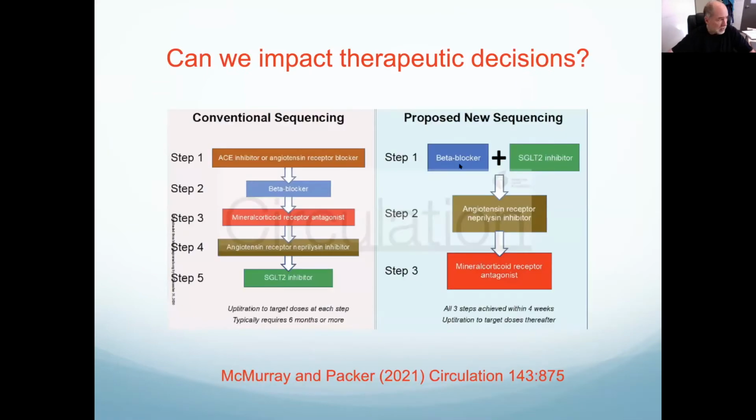And if you think about how that might impact therapeutic decisions, the conventional sequencing of failure of drugs for heart failure is this. It's this for all patients, and it takes at least 6 months for these drugs to be onboarded individually, right?